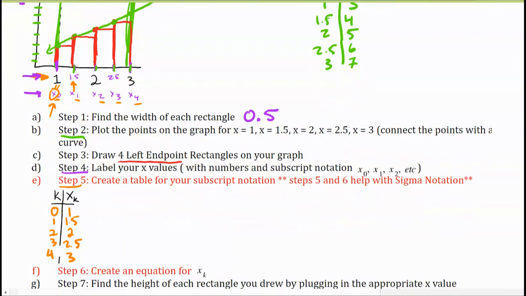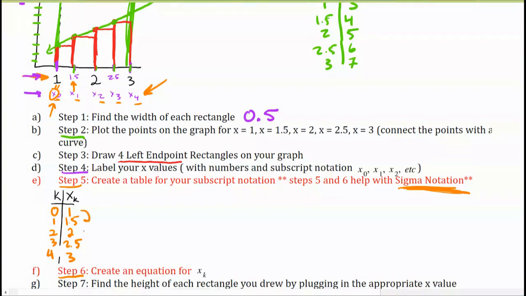To create a second table for this equation. And the reason we come up with this table is because when we create sigma notation, when we do this part here, x is not always the same value. So I can't just plug in x. I have to actually come up with an equation for that, x sub k. And so I'm going to do that for step 6, and just know that steps 5 and 6 are not for area under the curve, but for sigma notation.